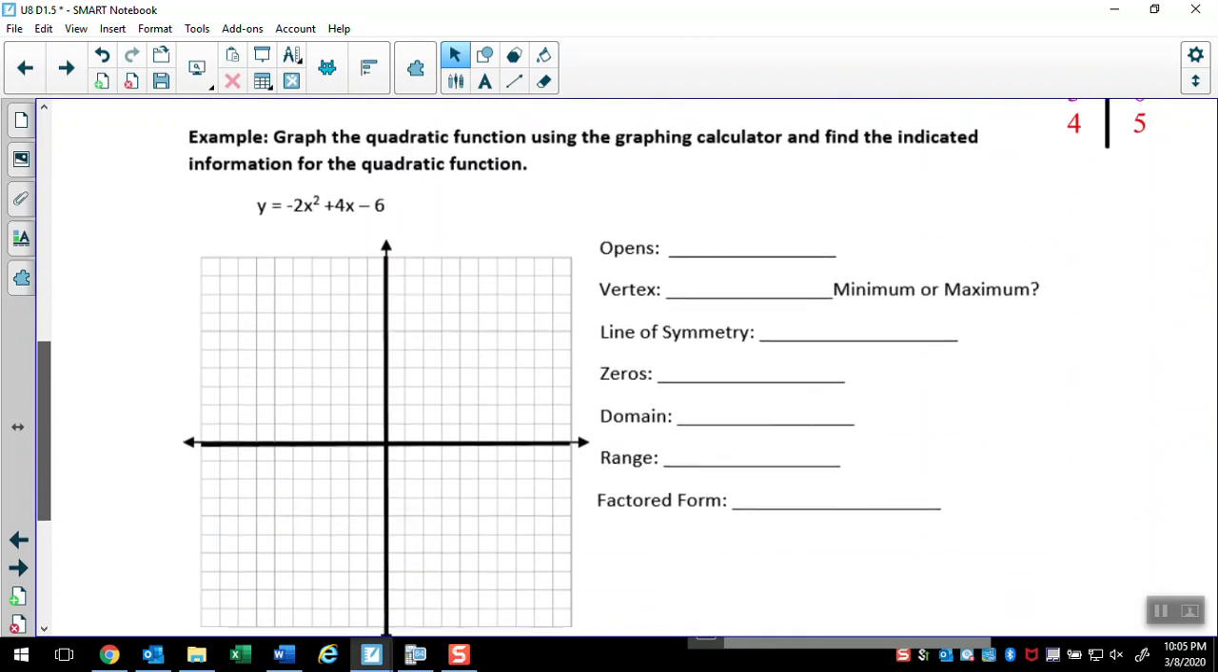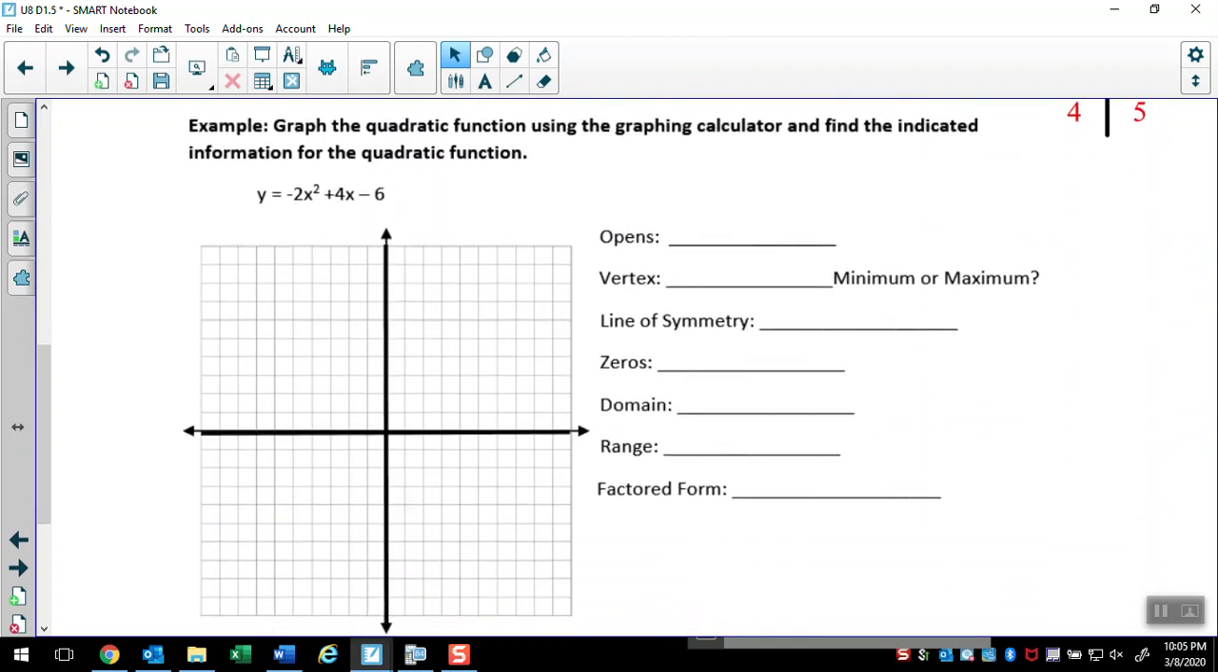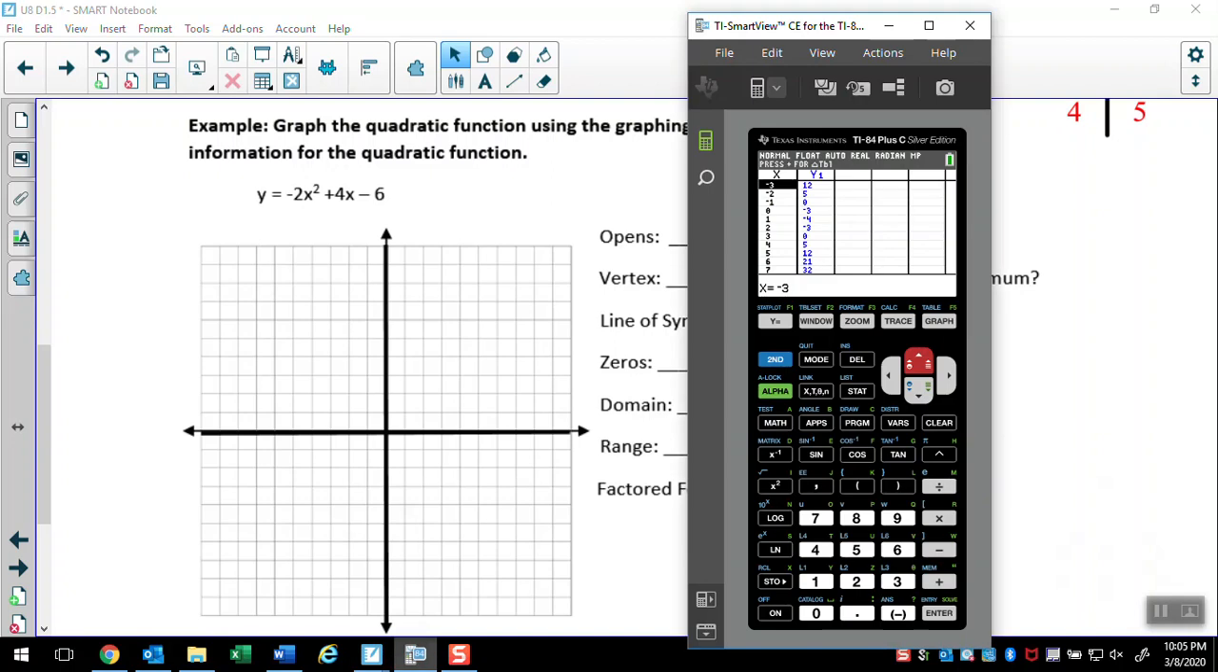All right, let's take a look at this one. It's going to be the same kind of thing. First, let's determine, does it open up or does it open down? So my a term is negative. That tells me immediately it opens down. All right, now let's go to the calculator.